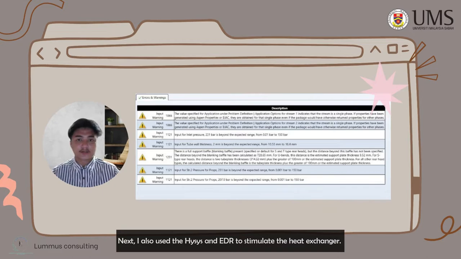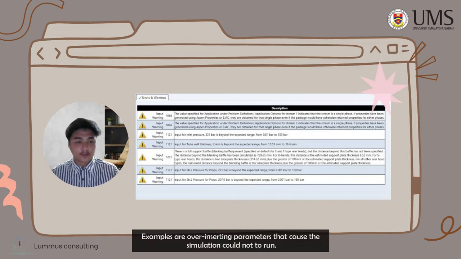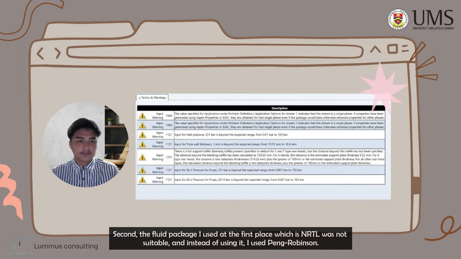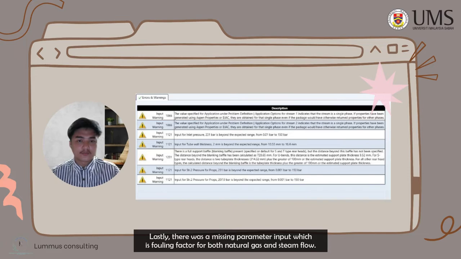However, there were a few problems I faced during the simulation in HYSYS and EDR. Examples are overheating parameters that cause the simulation to not converge. Second, the fluid package I used in the first place, which is NRTL, was not suitable, and instead I used Peng-Robinson. And lastly, there was a missing parameter input, which is the fouling factor for both natural gas and steam flow.